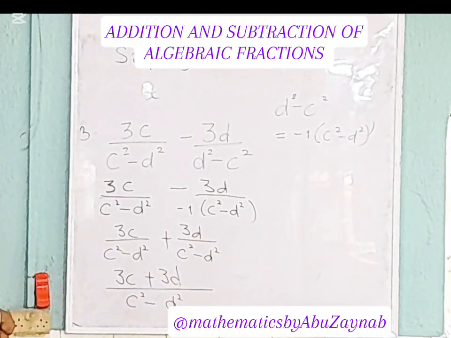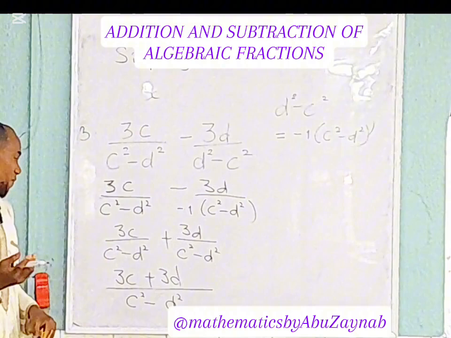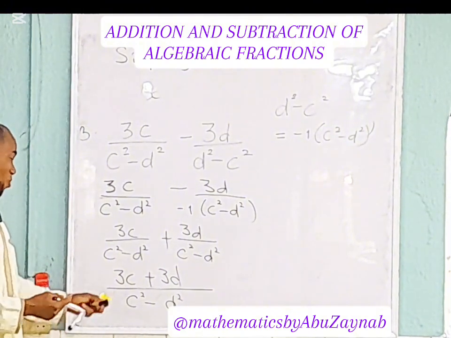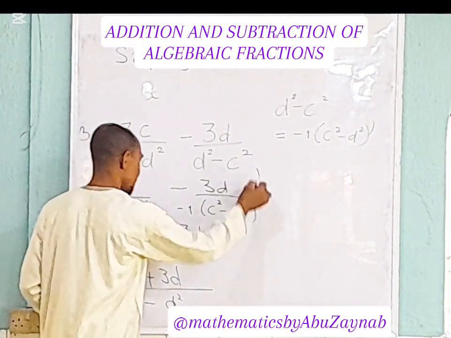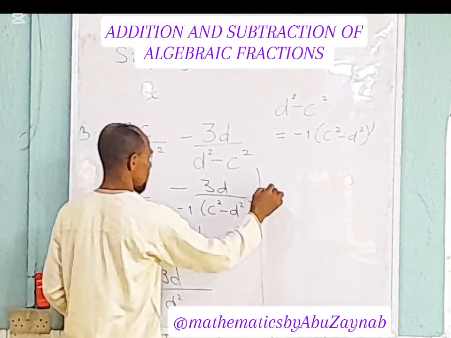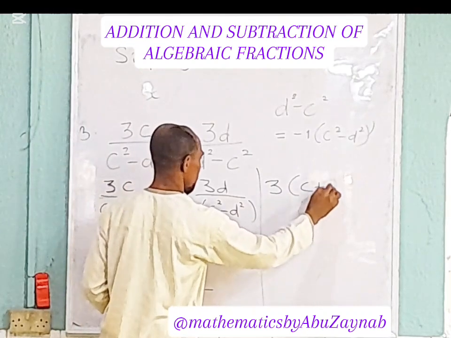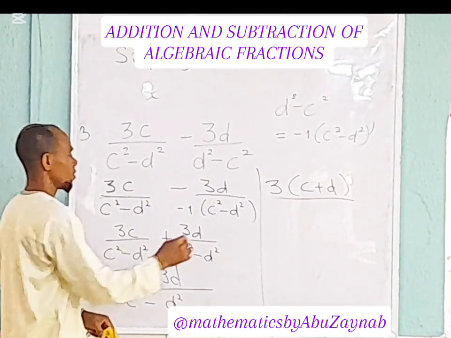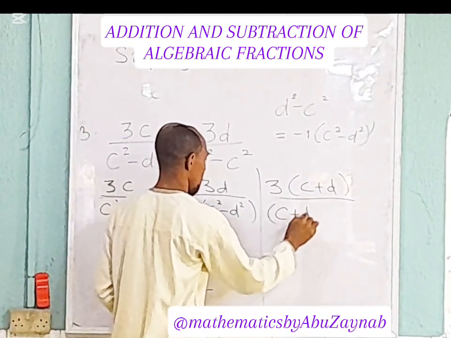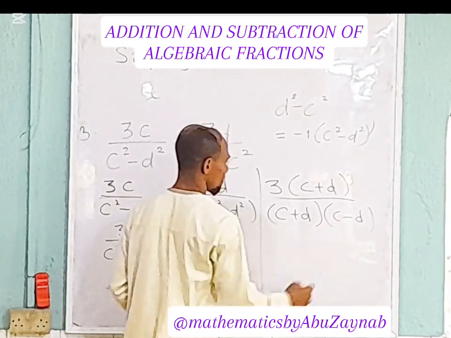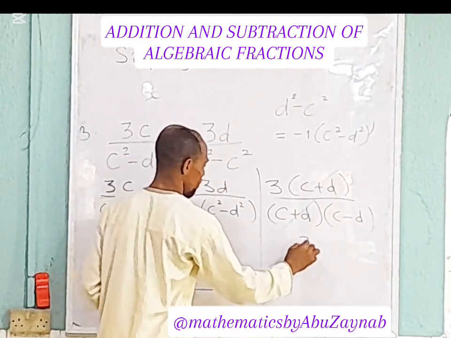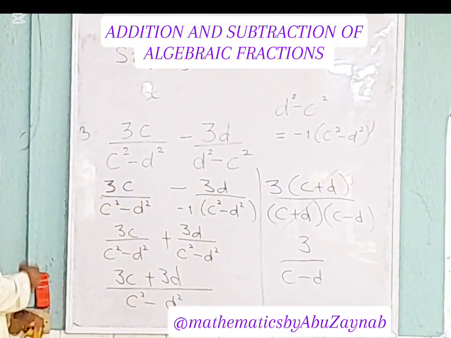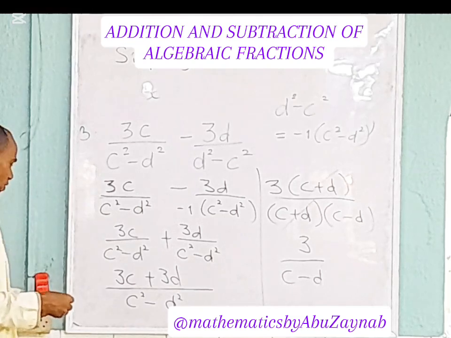Do we stop here? Not so. The question says simplify as best as possible, meaning you have to keep on breaking down until you can't go further. We can still go further here. If I factorize the numerator, I'm going to have 3 bracket c plus d over, don't forget, this is a difference of 2 squares, so that is going to be c plus d, c minus d. So this cancels out, we have 3 over c minus d as the final answer there, which I believe you found quite interesting and easy.